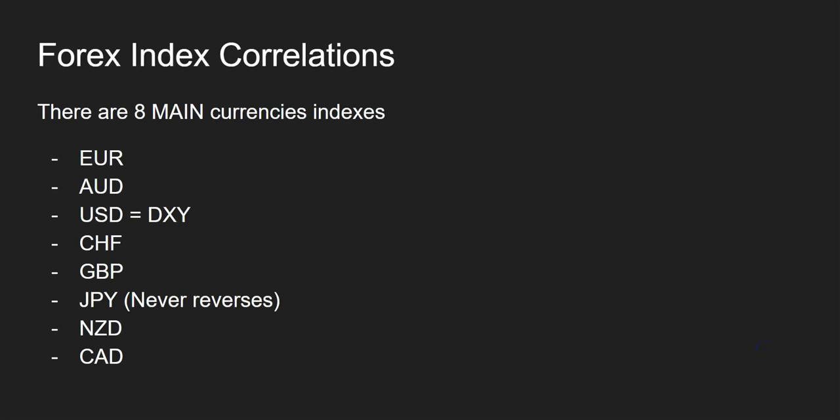There are 8 main currency indexes. You have the euro, the AUD. You have the USD, which is also the DXY. It's interchangeable, right? So we will check the DXY, but it's also just the USD, the United States dollar. You have the CHF, the GBP. You have the JPY. I have in brackets never reverses, which I will explain to you what I mean by that. All right, so don't worry about that right now. You have the NZDs, and then you have the CADs. So these are the main currency pairs that we trade, right?